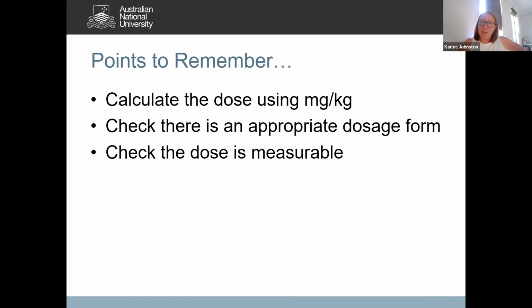All right, so what are the take-home points? We usually calculate pediatric doses using milligram per kilogram. We need to make sure that there's an appropriate dose form, or if there's not, that we are able to provide information so that the drug can be given safely and appropriately. And we need to make sure that we can actually measure the dose. There's no point prescribing something to the 3rd decimal place if that's not going to be manageable for either the nurses or the parents to actually administer to the child.